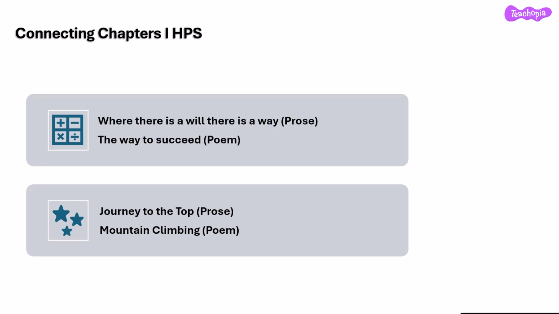Similarly, in grade 6 and 7, where there is a will, there is a way, and the way to succeed is from grade 6. And from grade 7, we have Journey to the Top, which is the prose, and Mountain Climbing, which is the poem.